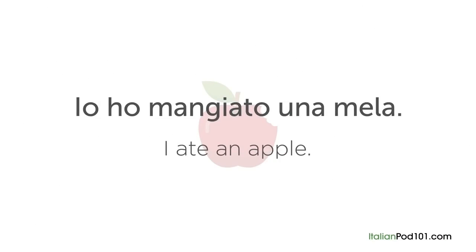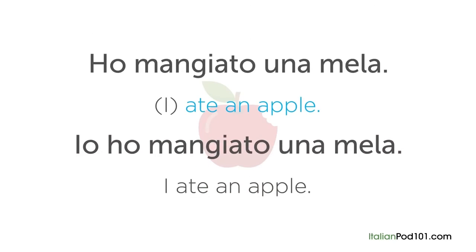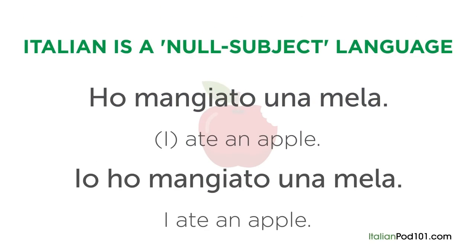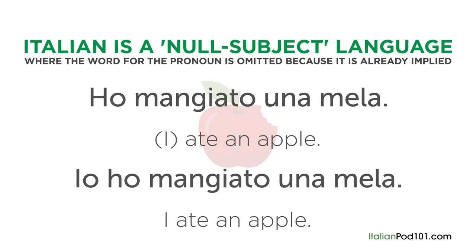More often than not, if you wanted to say, I ate an apple in Italian, you would not say, Io ho mangiato una mela. Instead, you would more likely say, Ho mangiato una mela. This is because Italian is a null subject language where the word for the pronoun is omitted because it's already implied. This is because all of the information can be derived from the way the verb is conjugated in the sentence.